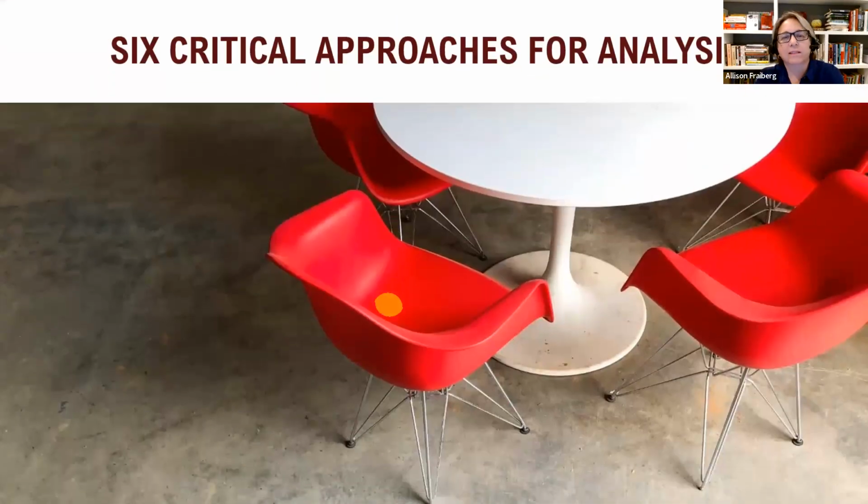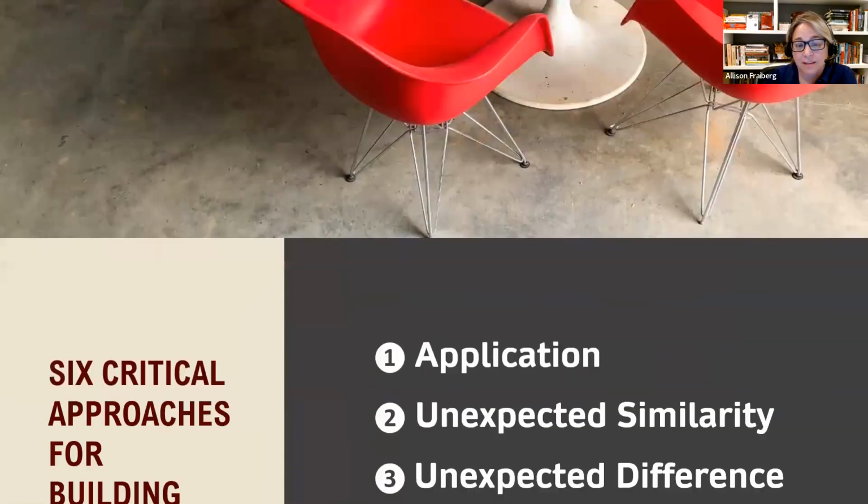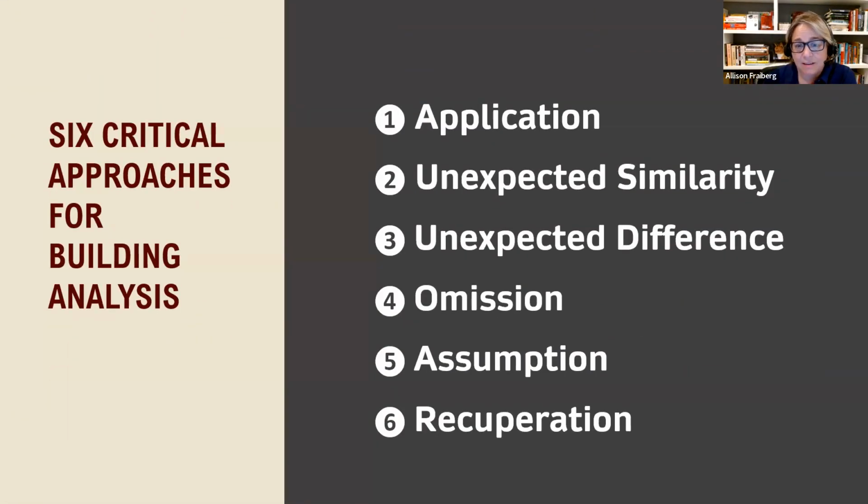Here are 6 critical approaches for analysis. This will help you analyze anything. I'm going to talk to you about them each and give you a little prompt sheet that will help you get through any of them. But these are 6 critical approaches, and they'll work whether you're trying to analyze one thing, 2 things, or 3 or more things. And I'll go through them. Right now, we have an application, unexpected similarity, unexpected difference, omission, assumption, and recuperation.